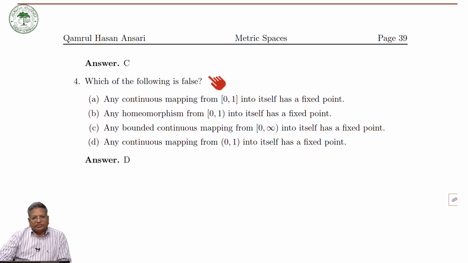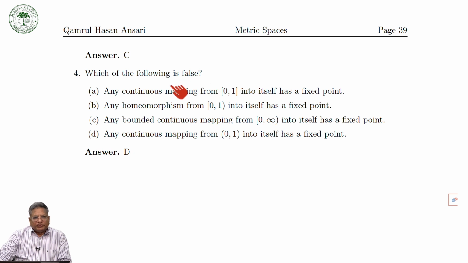Now, next: which of the following is false? Any continuous mapping from the closed interval [0, 1] into itself has a unique fixed point. Okay, this is true because there is a result which says that every continuous function defined on a closed interval to itself has a fixed point. So, here this statement is true.